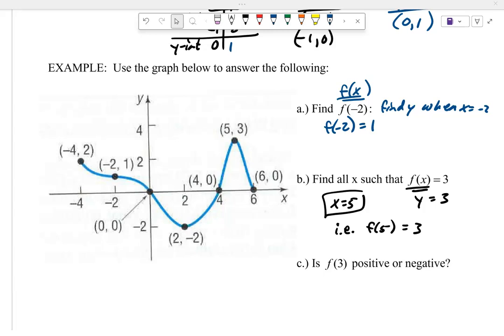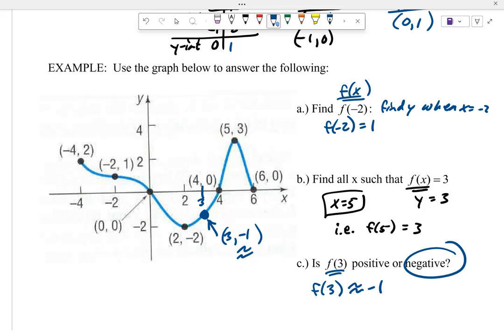Third part of this, part C, is saying, is f of 3 positive? What is the functional value? What is the y value when x is 3? Let's find that first. When x is 3, well, here's an x value of 3. Let's find the corresponding point on the graph. It's right here. When x is 3, y is about -1 or so. I don't know how exact that is, but f of 3 is about -1. So is it positive or negative? We do know it's below that x-axis. It is negative, right? That's all we're answering on that.